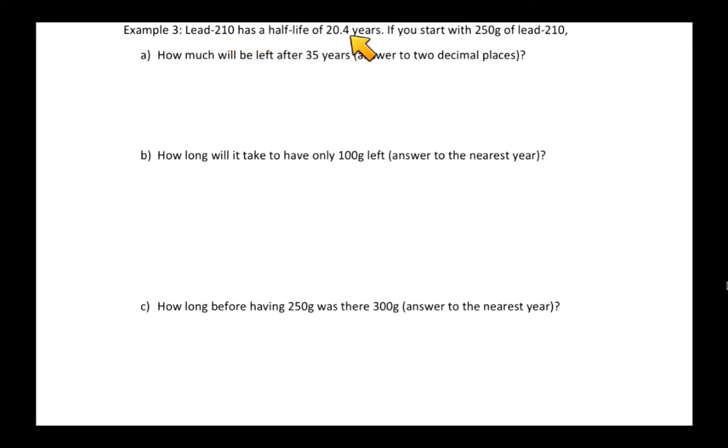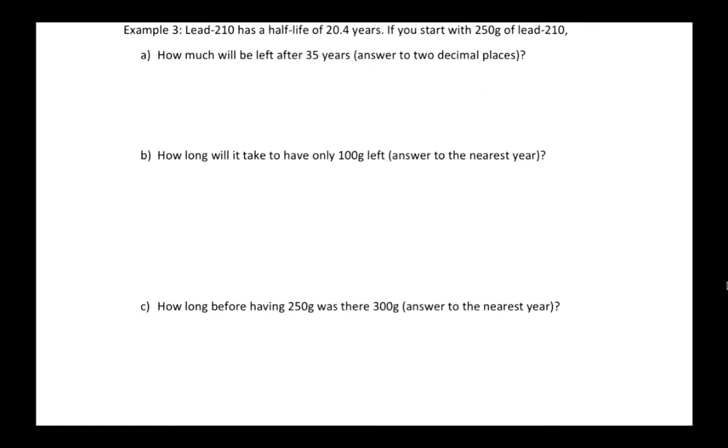So this is what we call the half-life. It's the amount of time that it takes for this element in this form to decay to half its amount. And so if we are starting with 250 grams of lead-210, we want to know how much will be left after 35 years, and we want the answer to 2 decimal places.